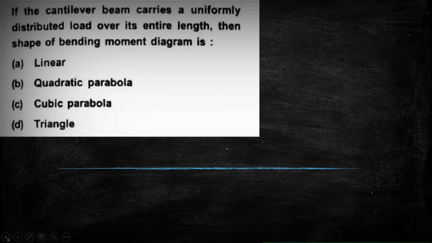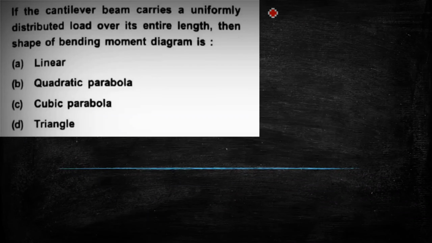So the first question जो है अपने पास वो है: if a cantilever beam carries a uniform distributed load over its entire length, the shape of the bending moment diagram is option A linear, option B quadratic parabola, option C cubic parabola, and option D triangular.